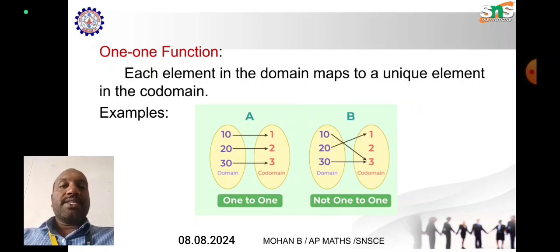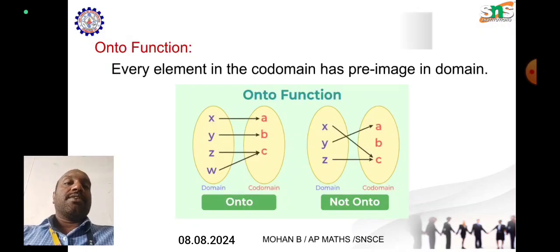And also, if x has 4 elements, then y also has 4 elements, and each element of x is mapped to a distinct element in y, then it is called a one-to-one function.